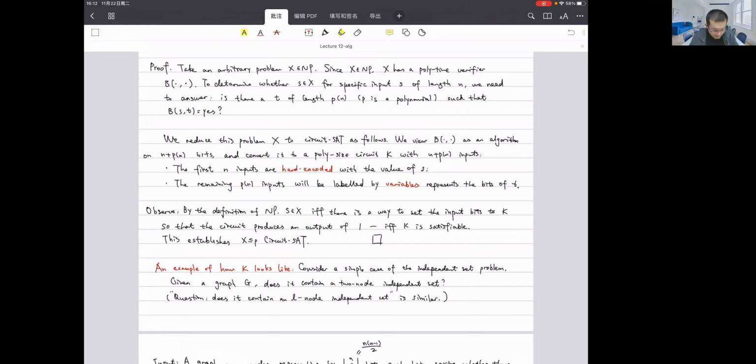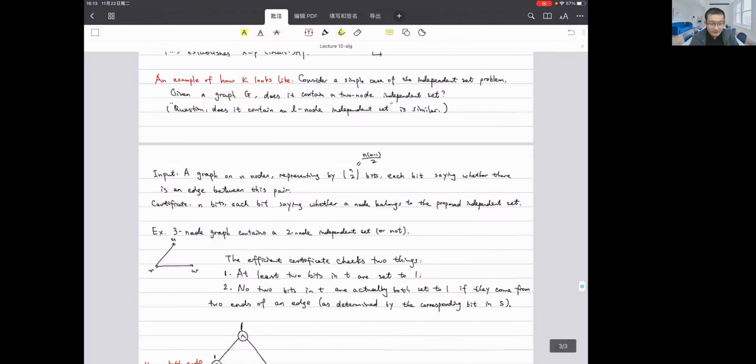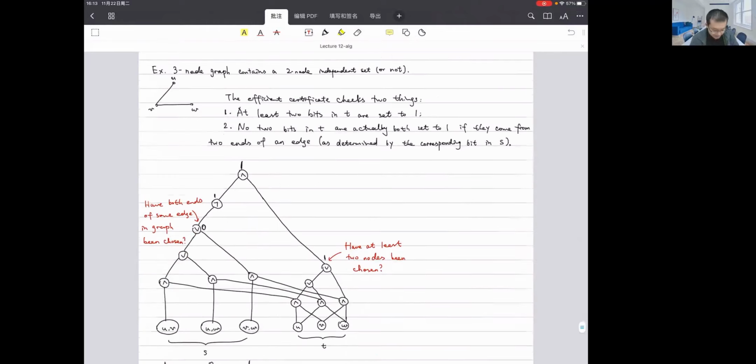To further explain, we make an example with a very specific case, where we ask whether a corresponding graph contains a two-node independent set or not. For a specific instance, let's consider a case where n equals 3, with a graph with vertices U, V, W.